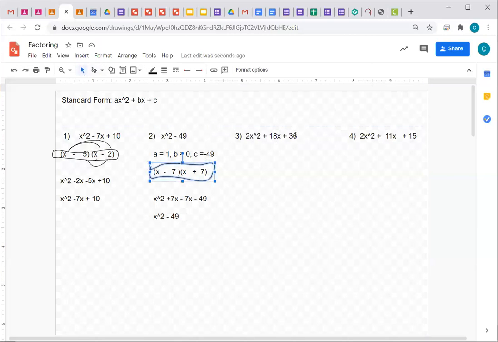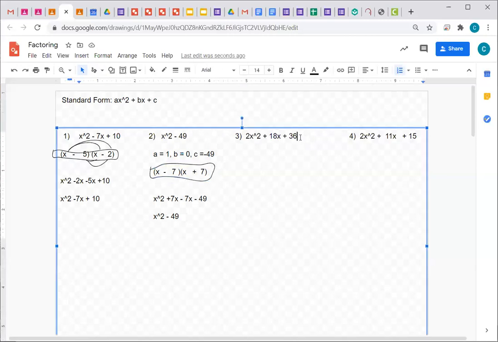Now, that's if the a term is 1. But suppose like here, the a term is 2, right? A equals 2, b equals 18, and c equals 36. Well, you do 2 steps. First, you check if you can factor out that a term, right? So the a term is 2. So you want to factor out 2. Let's see, can we divide 18 by 2? Yes. Can we divide 36 by 2? Yes. So we're going to factor out 2 from it.